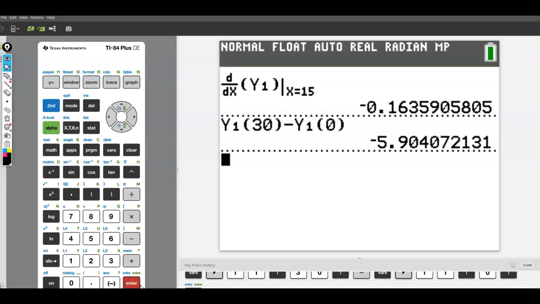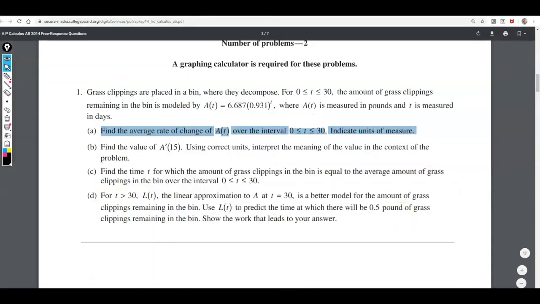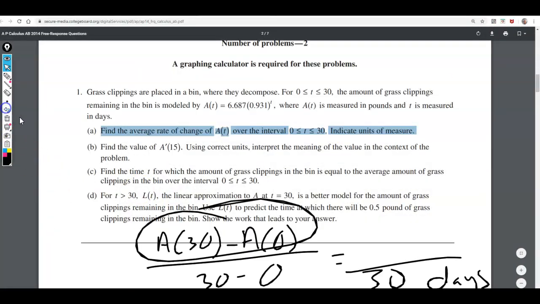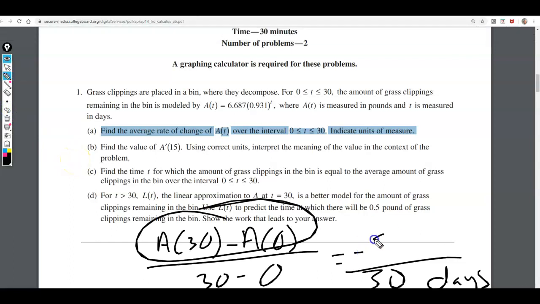So we have negative 5.904. Now, I'm going to keep that value on my calculator. I don't want to round that yet. I mean, I'll write it down here on my paper, but for now, we don't want to get rid of that. We're going to keep it. So negative 5.904. And what that is, that's measured in pounds.